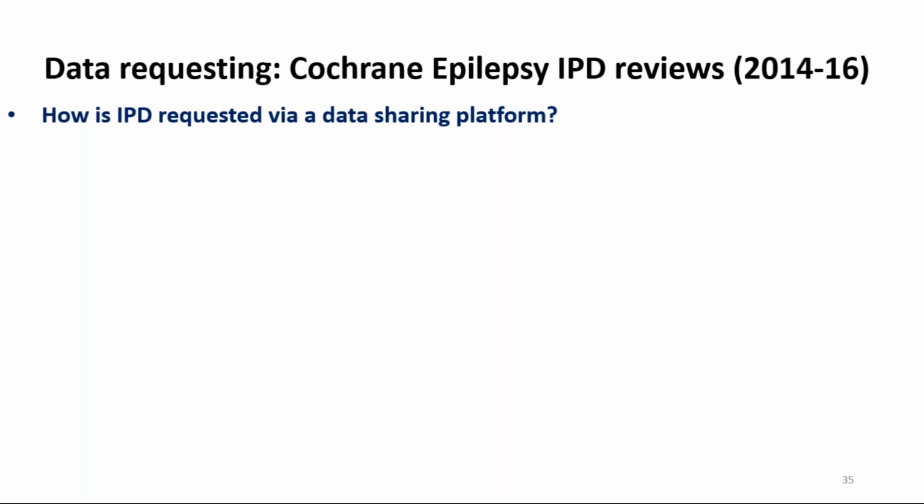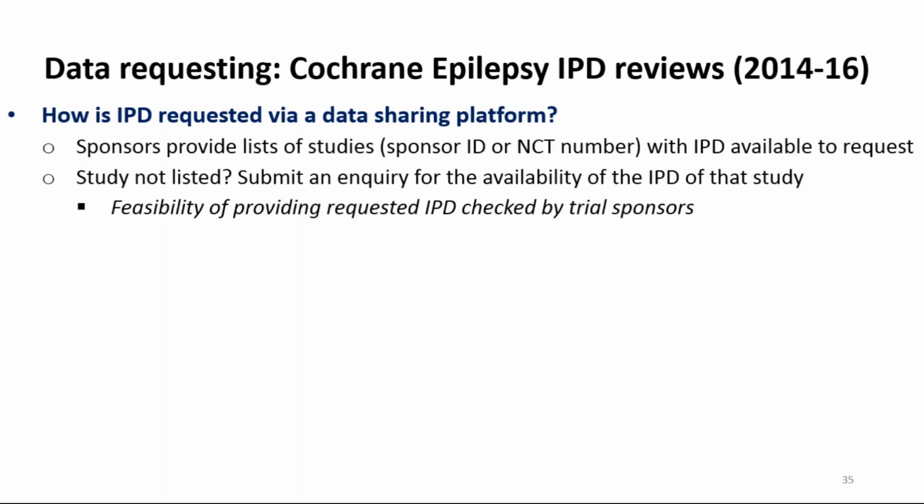I'm just going to briefly summarise, from a researcher point of view, how one actually makes a request from these sorts of platforms. There was a list of studies provided on the platform, listed by either sponsor ID or NCT number, for example, from clinicaltrials.gov. For these listed studies, IPD is available to request. If the study is not listed, or if it's not obvious to find the study, perhaps if there's no NCT number available, you can submit an inquiry to check the availability of the IPD from that study, and the feasibility of providing that data is checked by the trial sponsors.